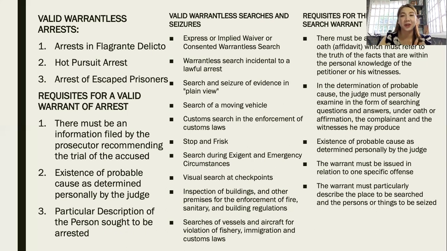We go now to the third one, or the arrest of escaped prisoners. So when a person to be arrested is a prisoner who has escaped from a penal establishment or place where he is serving final judgment, or temporarily confined while his case is pending, or has escaped while being transferred from one confinement to another.